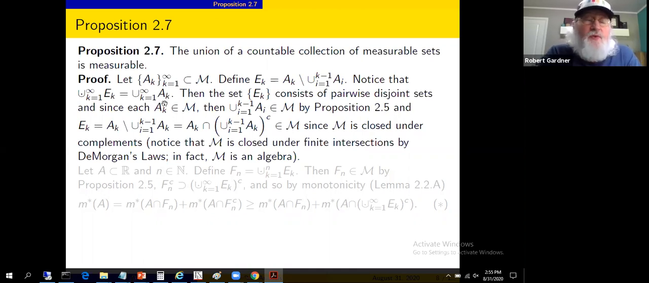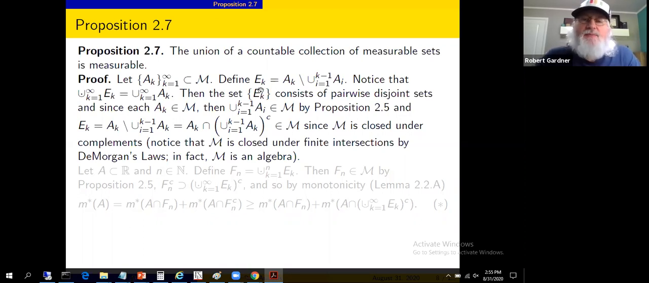We need to show that for any set of real numbers, capital A, the outer measure of capital A equals the outer measure of capital A intersect this thing, plus the outer measure of A intersect the complement of this thing. We need to show the Carathéodory splitting condition applied to this set, the union of the A sub k's. All right, we've already got finite additivity, so no surprise we'll take advantage of that.